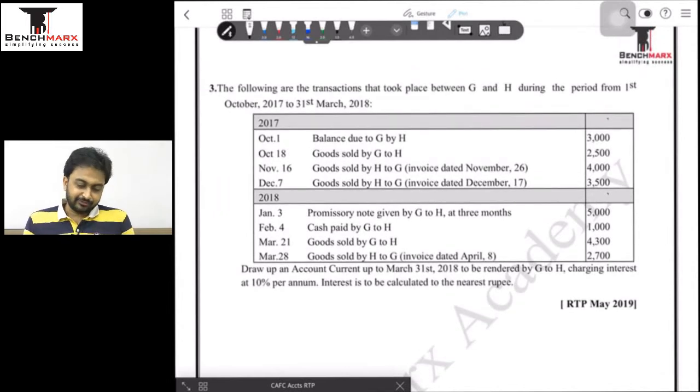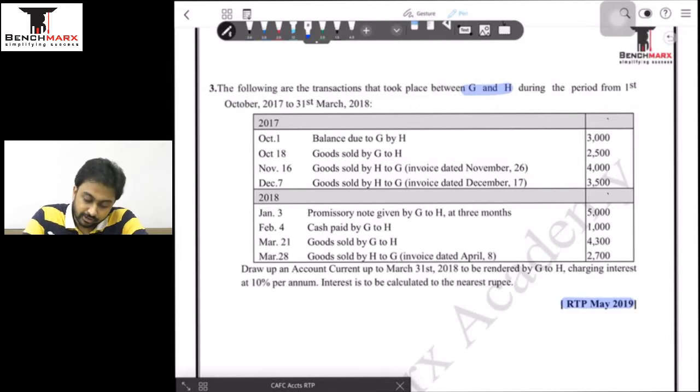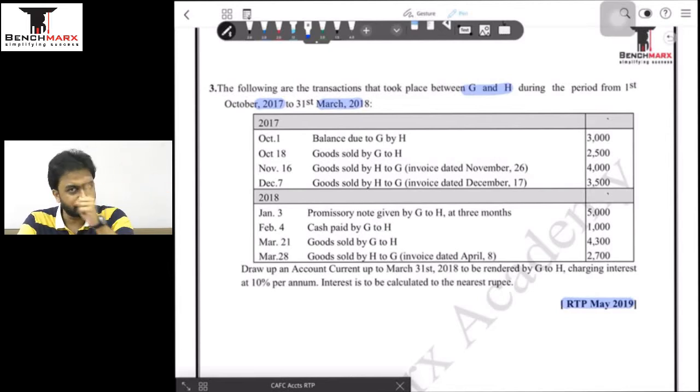Yes, in this video we'll be solving question number 3 of the RTP of May 2019. So let us get going. Let us start, please. The following are the transactions that took place between G and H in the period of first quarter of 17 to 31st March 18. So from October 17 to 31st March 18, 6 months, we have to make the account current.